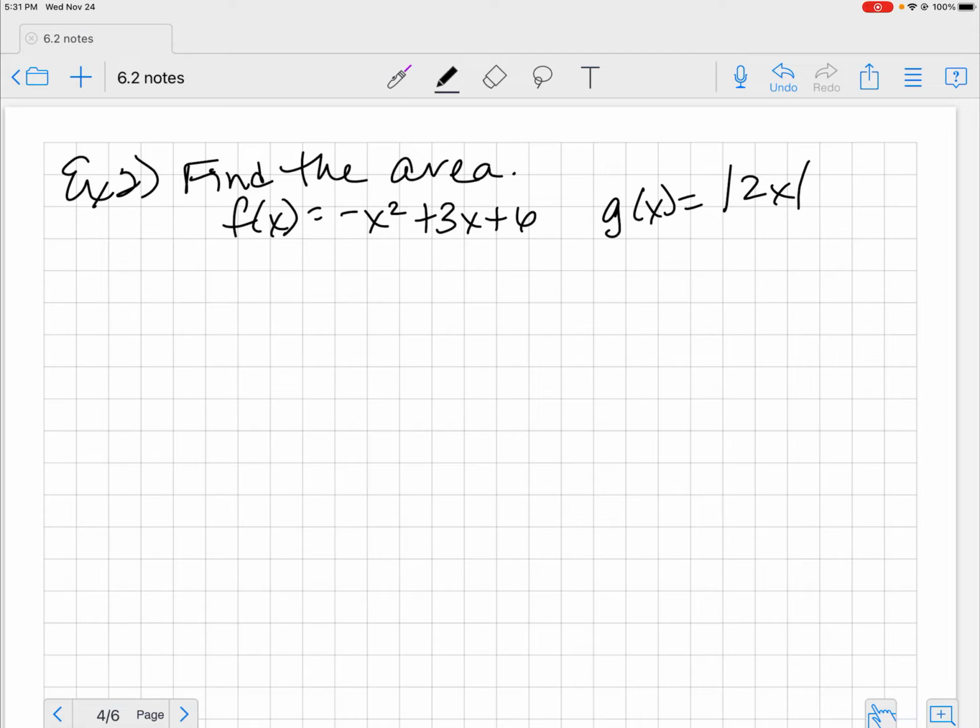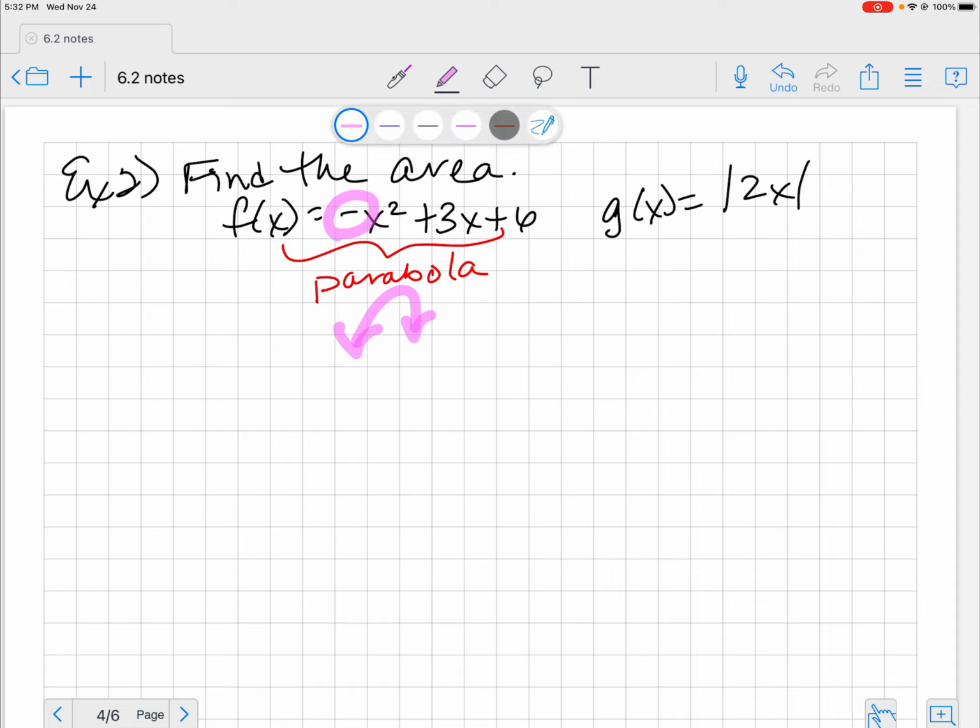All right, let's do a couple more here. So we want to find the area of this parabola in this absolute value function. So we know this is a parabola, right? It's a quadratic parabola. And things that we know about the parabola, because this is negative, I know this parabola is going to go down like that. Make sense? Okay. Over here, I have an absolute value function.